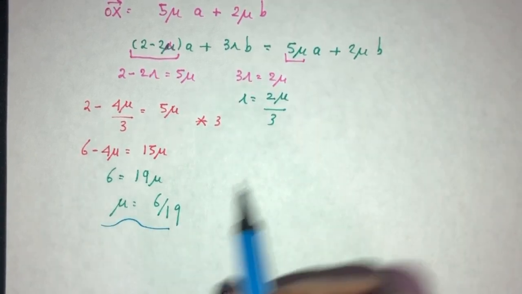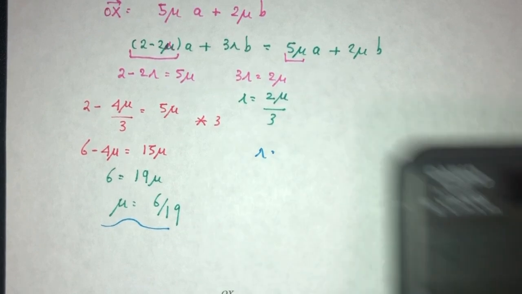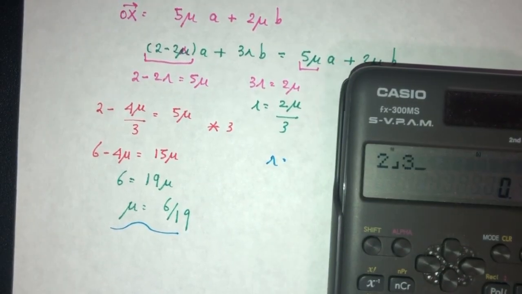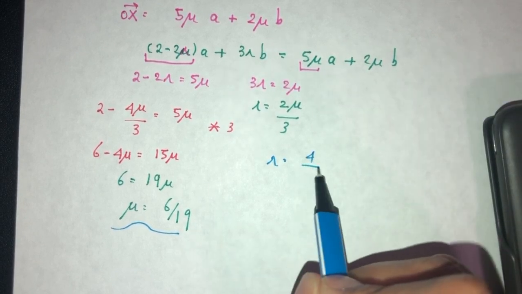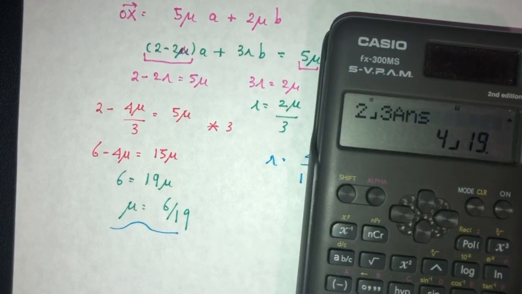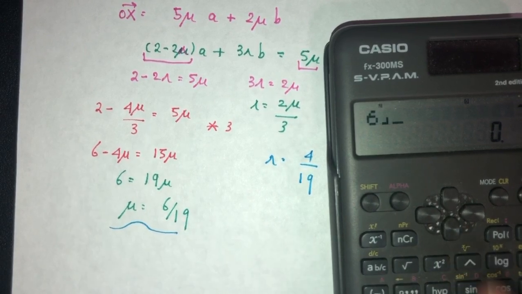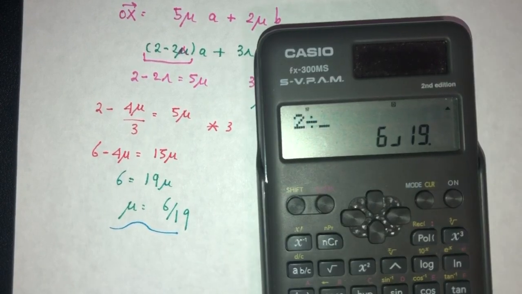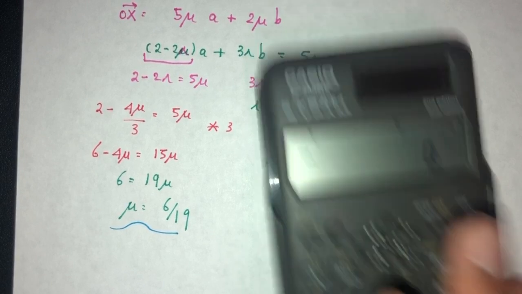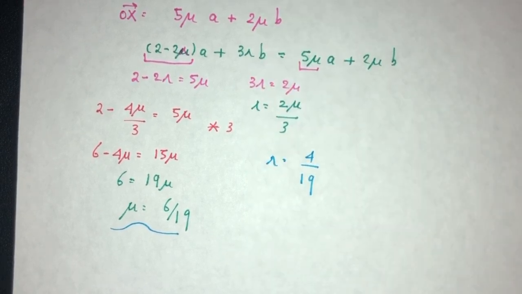So let's find the value of lambda. Replace back in here. That becomes 2 over 3 times the answer. That becomes 4 over 19. Let's check one more time. So mu is 6 over 19, 2 times the answer divided by 3. Yep, confirmed, this is the right answer for question part C for these two values of mu and lambda.